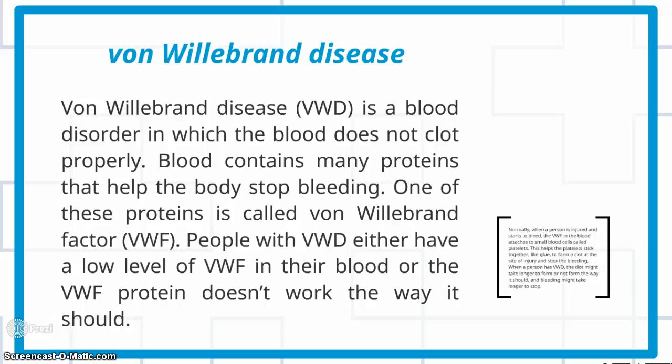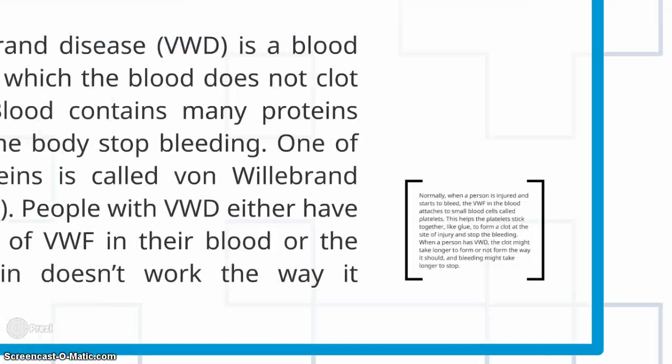Another of these complications is von Willebrand disease. Von Willebrand disease is a blood disorder in which the blood does not clot properly. Blood contains many proteins that help the body to stop bleeding. One of these proteins is called von Willebrand factor. People with von Willebrand disease either have a low level of this factor in their blood, or this factor protein doesn't work the way it should.